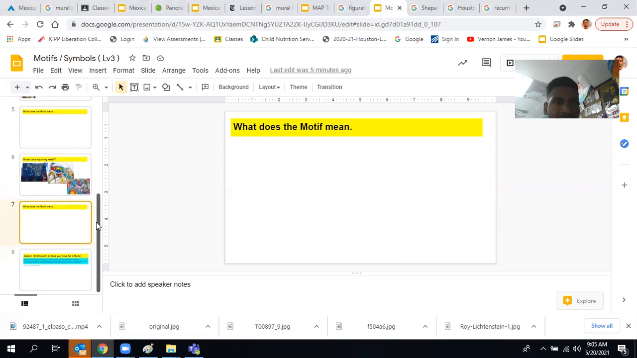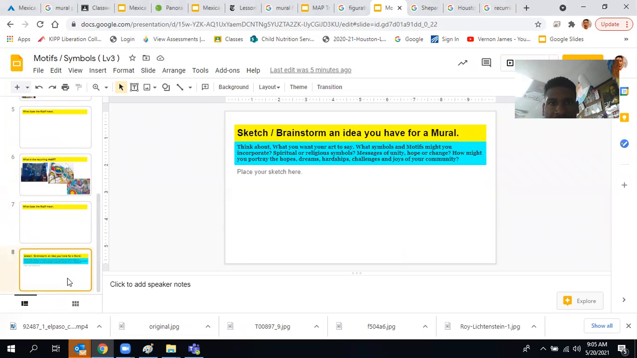All right, so now let's go back to our sketch. You should have that sketch from yesterday. And now we want to try to think about the motif that we want to add. We want to think about what we want our art to say. What message are we trying to convey? So it says, think about what you want your art to say. What symbols or motifs might you incorporate?